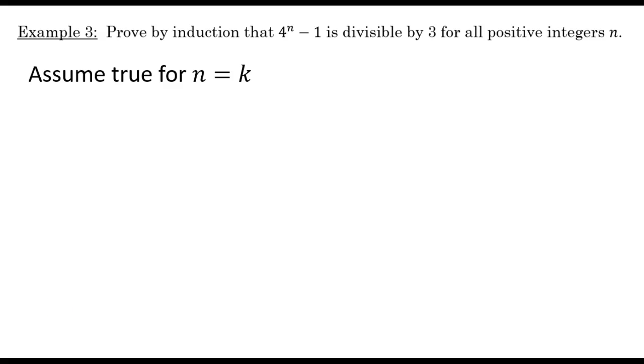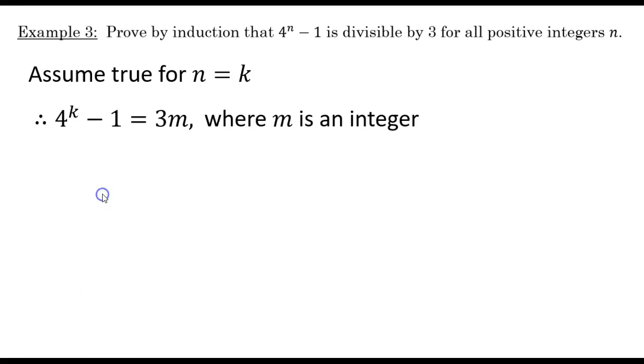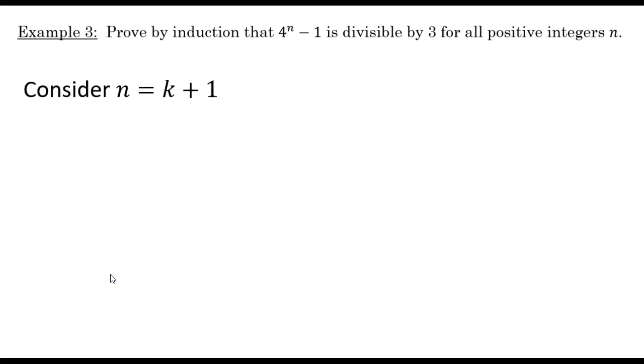Now we assume that it's true for n equals k, and this looks like this. We say 4 to the power of k minus 1 equals 3m, where m is an integer. 4 to the power of k minus 1 is divisible by 3, is what we're really saying. But it helps to make that an equation. Now we look at the case where n equals k plus 1.